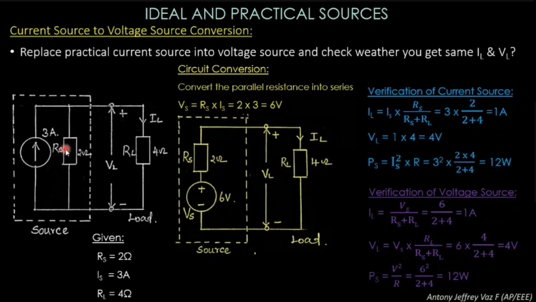Now we are going to convert this current source, which is in a dashed representation, into a voltage source. To do this, we know that the source resistance Rs is 2 ohms. You can see it is given in the circuit itself. The source current Is is equal to 3 amperes, and then the load resistance RL is 4 ohms.